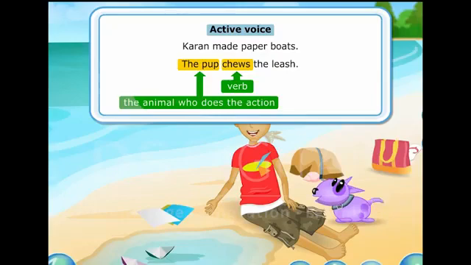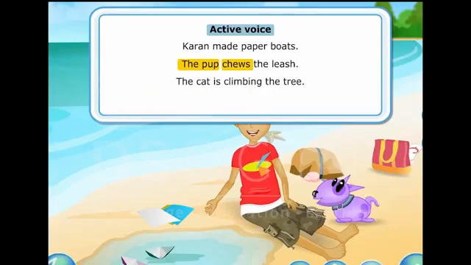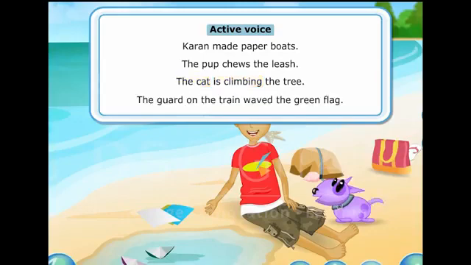Let us take a look at some other sentences where the sentence is in the active voice. The cat is climbing the tree. In this sentence, we are talking about the cat doing something. So, the sentence is in the active voice. The guard on the train waved the green flag. Here, the guard did the action of waving the flag. So, the sentence is in the active voice.